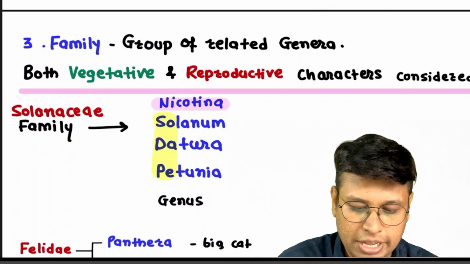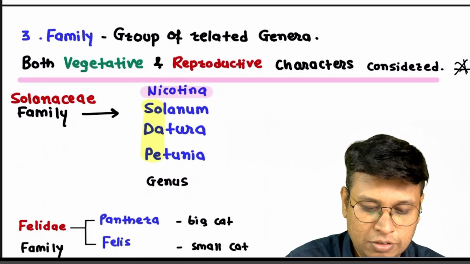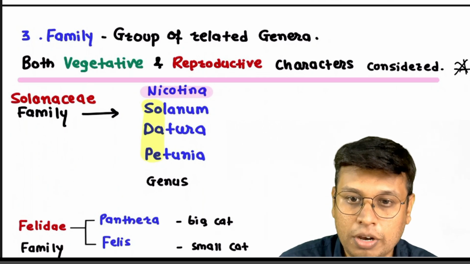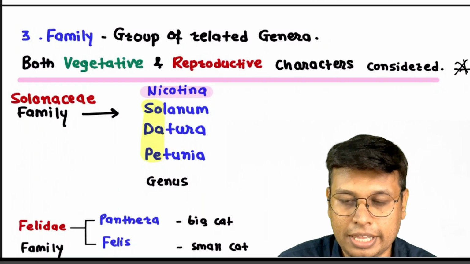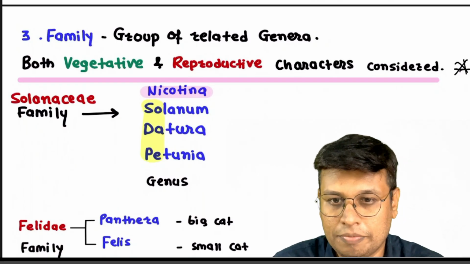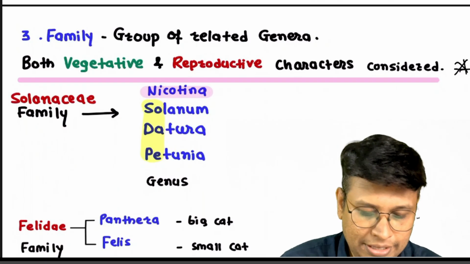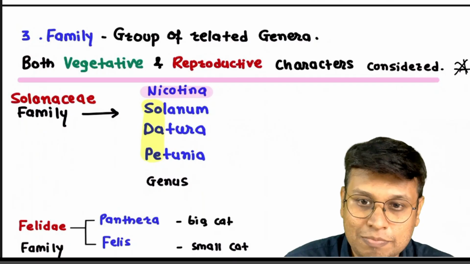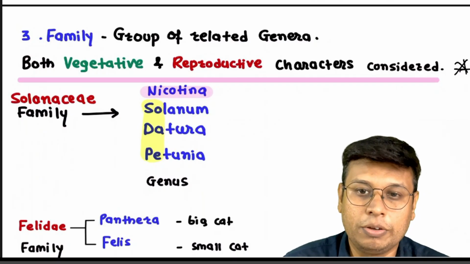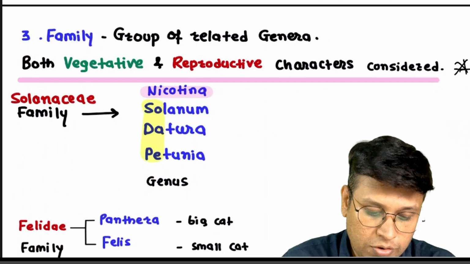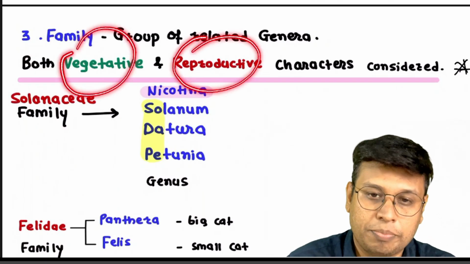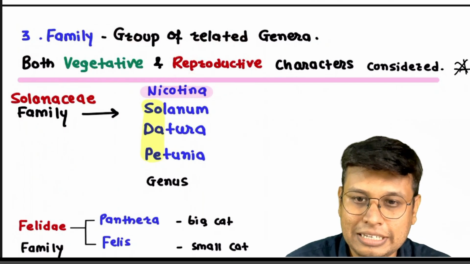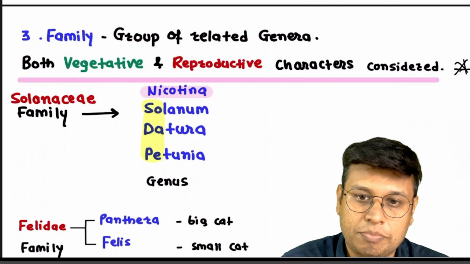So let's start with family. What is family? Family is a group of related genera. Genera is the plural of genus. Again, genus was the group of related species. In the same way here, one of the most important points is that both vegetative and reproductive characters are considered. Not only vegetative but also reproductive. Mainly when classification is considered, reproductive characters are important.